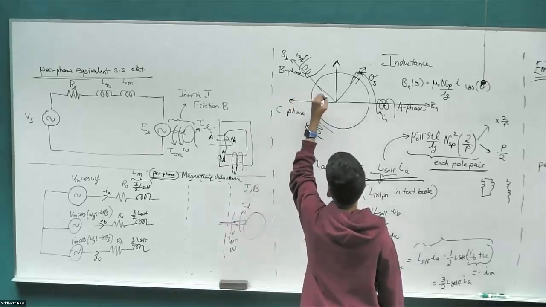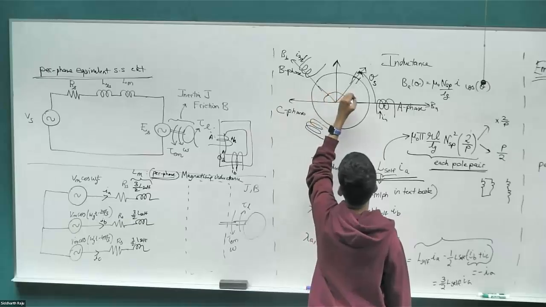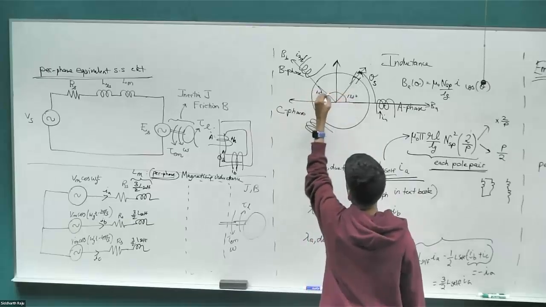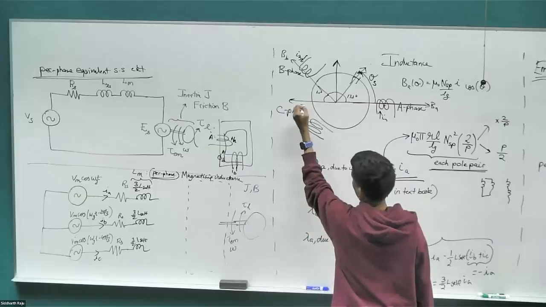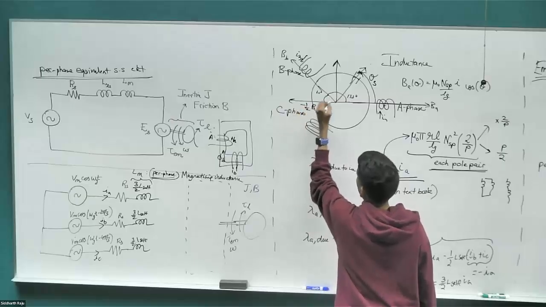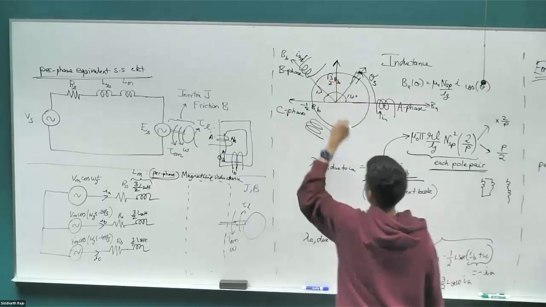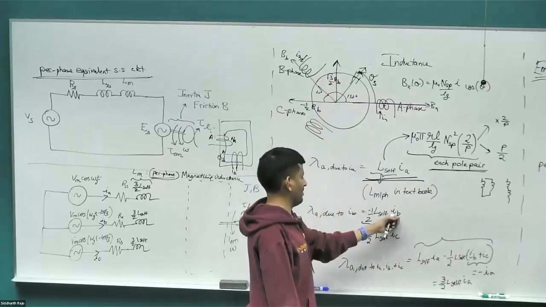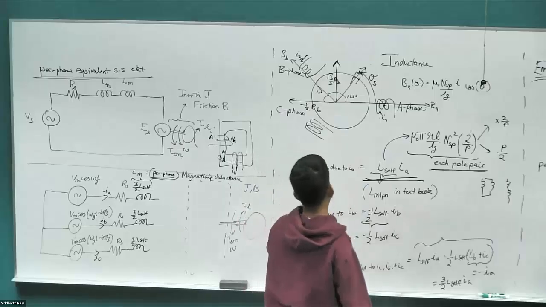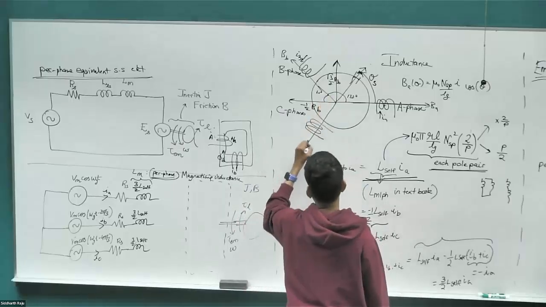So this angle is 120. You can do the math of it and figure it out too. So cos of 120 will end up being negative 1 by 2 BB. And then the vertical one would be root 3 by 2 BB. And then BB itself is a function of current IB, times some inductance value. And similarly, you can do it for the C phase as well.